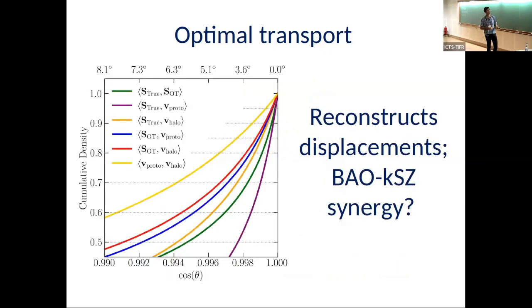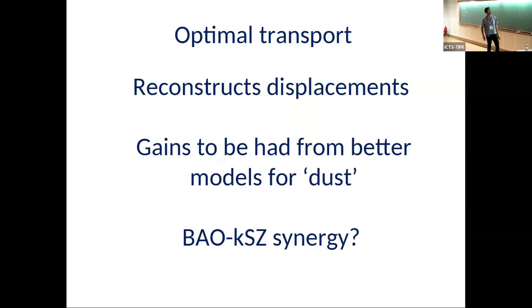This was the voids, and I should stop there. So optimal transport reconstructs the displacements pretty well. A better model for the dust will be big gains. And I didn't talk about the KSZ synergy, but if you're interested, you can ask. Thanks, guys.